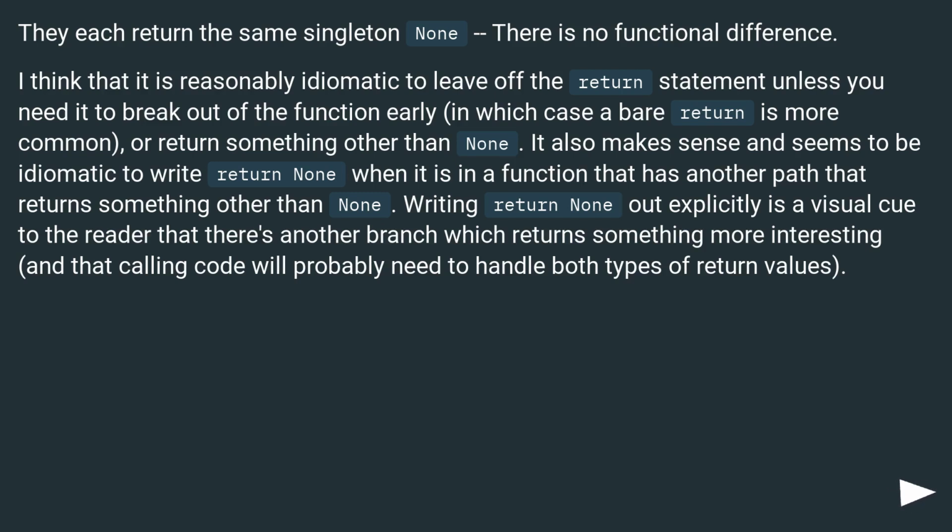It also makes sense and seems to be idiomatic to write return none when it is in a function that has another path that returns something other than none. Writing return none out explicitly is a visual cue to the reader that there's another branch which returns something more interesting, and that calling code will probably need to handle both types of return values.